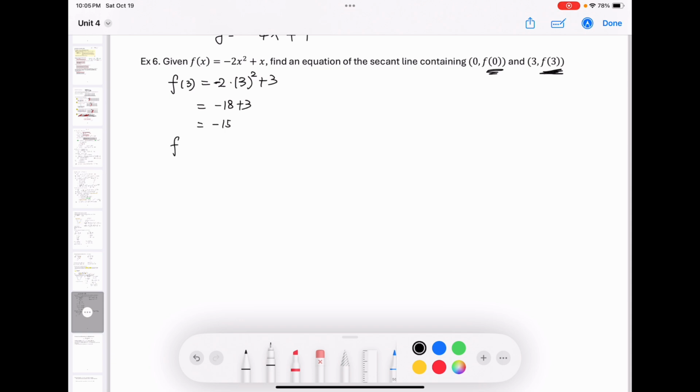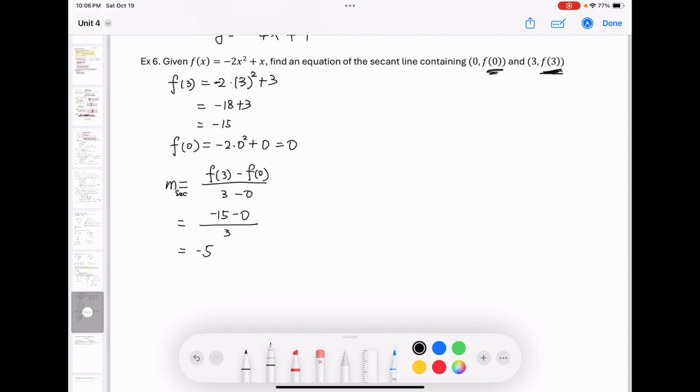What is f of 0? Plug in 0, we have 2 times 0 squared plus 0. It is 0. So let's find the slope. Slope of the secant is equal to change in y, f of 3 minus f of 0, all divided by 3 minus 0, which is negative 15 minus 0 divided by 3, that is negative 5. Okay, we found the slope.